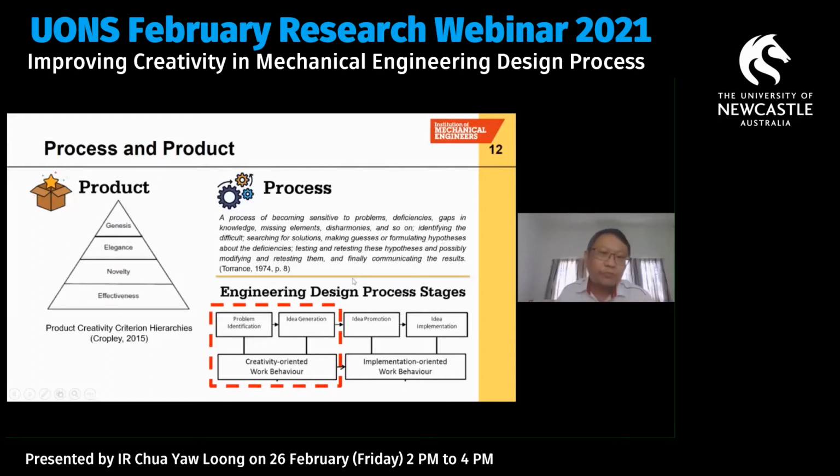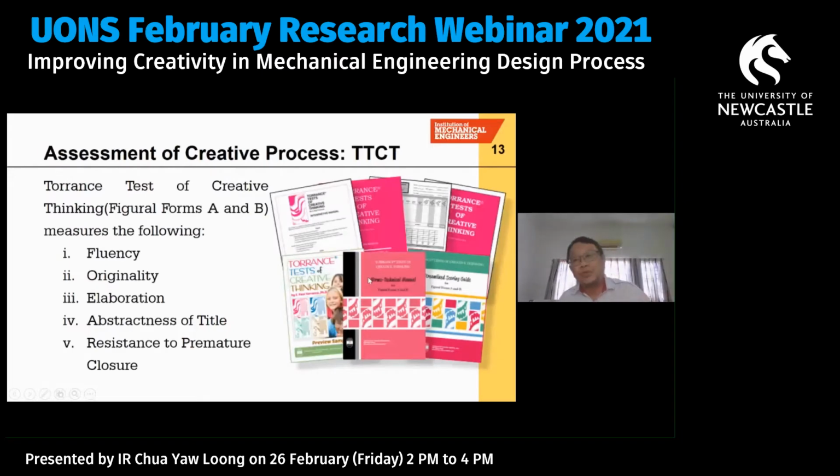forth. So I already introduced to you what is a creative process, what is a creative product, defined by Paul Torrance as well as David Cropley. So they came up with the definitions and they came up with a measurement, how they measure this creative process and how they measure the creativity of the product. So for Paul Torrance, he developed a very world famous renowned TTCT. We call it the TTCT, which is the Torrance Test of Creative Thinking.